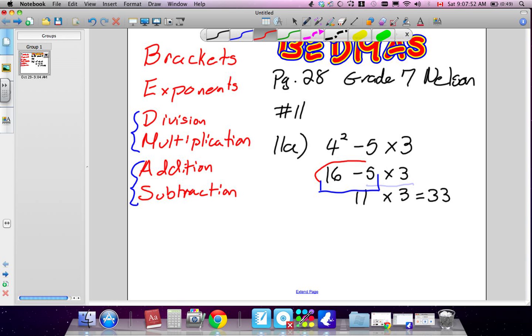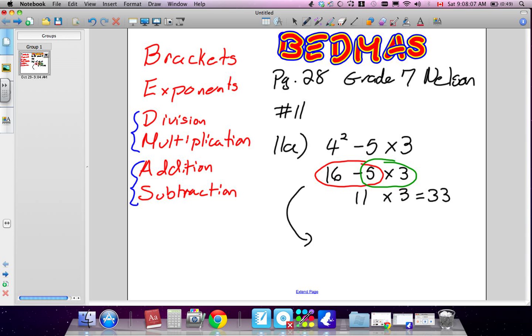They shouldn't have done that first. They should have done, do green. Red for stop, green for go. Should have done this first, right? So let's work the question from there. What they should have done is we have 16 minus 5 times 3. What should have been done next? Multiplication. Okay, so let's multiply those two.